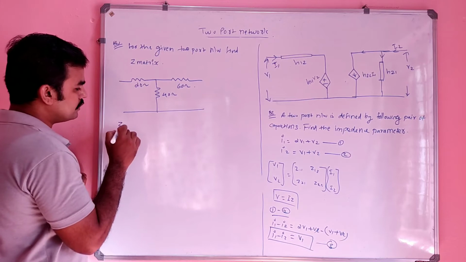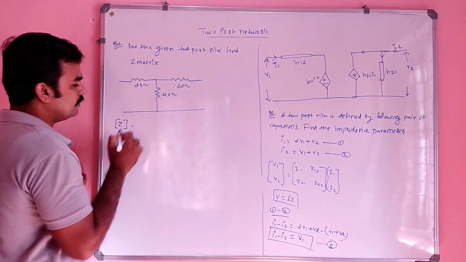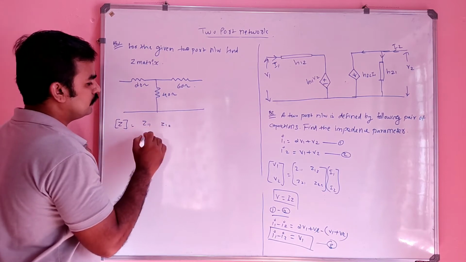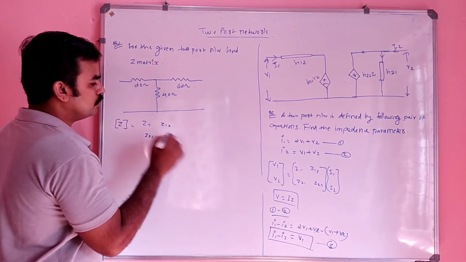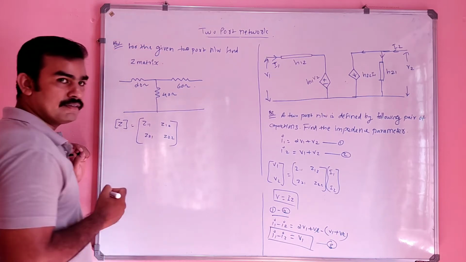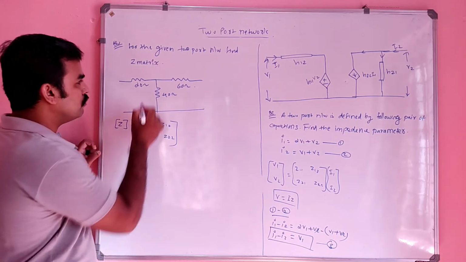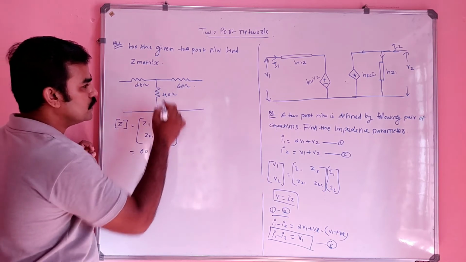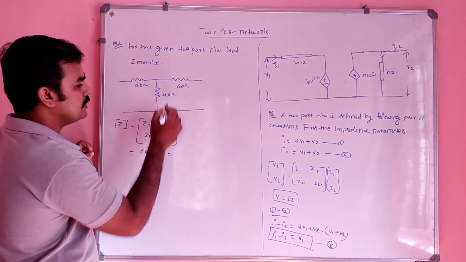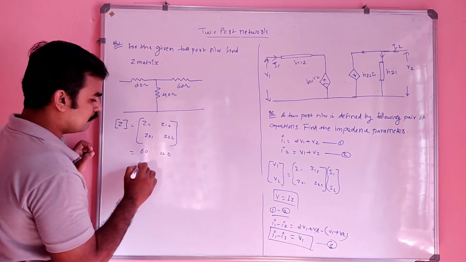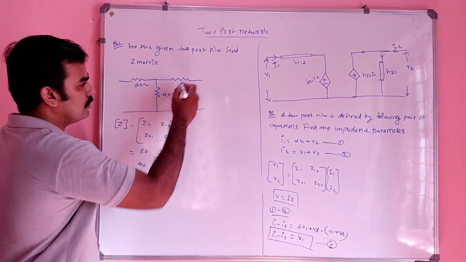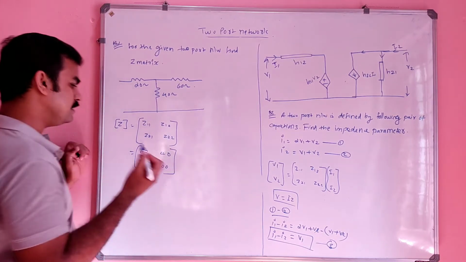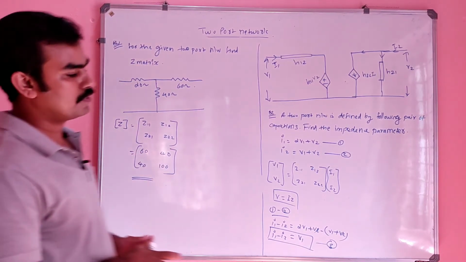What is the Z matrix here? Z is nothing but Z11, Z12, Z21 and Z22. What is Z11 here? Add this to 60. What is Z12 here? Simply the shunt branch, 40. Z21 is the same as the shunt branch, 40. Z22 is nothing but add this to 100. This is the answer.